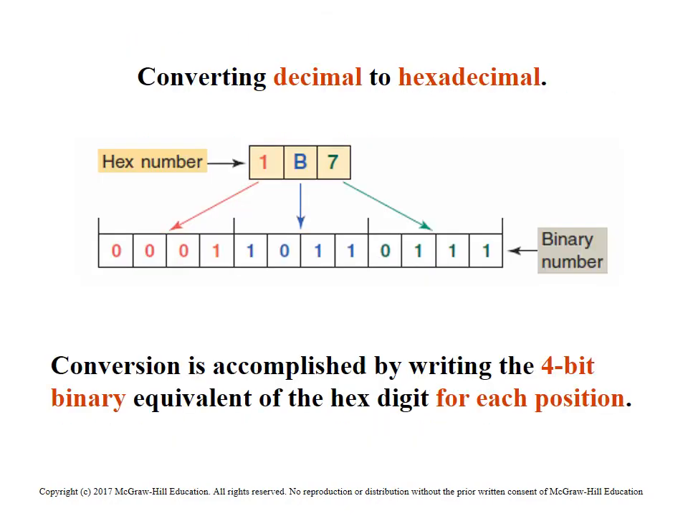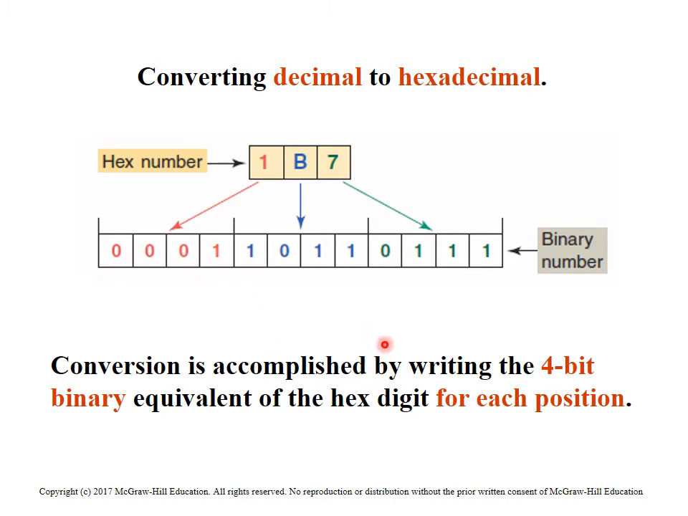So converting decimal to hexadecimal. This is actually pretty neat. This is a kind of a cool little system. So basically, think of each digit as 4 bits of information. So if you look at here, you've got a 1. So a binary 1 is 0, 0, 0, 1.